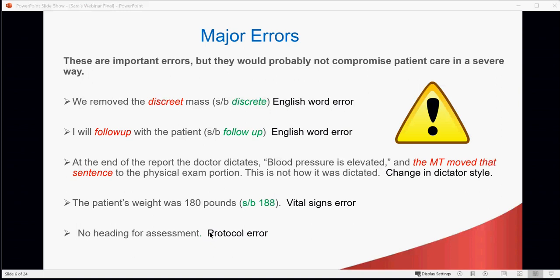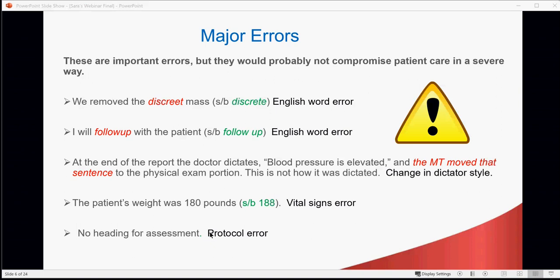A great trick to determine whether you need this as one word as a noun or two words as a verb is to insert a different verb or noun in place of follow up. Try inserting appointment in this sentence. I will appointment with the patient. That doesn't make sense. Appointment is a noun. Appointment doesn't work. This is not one word, follow up.